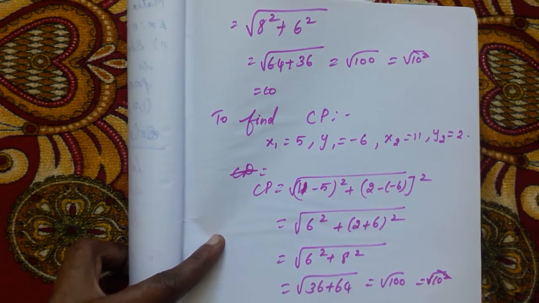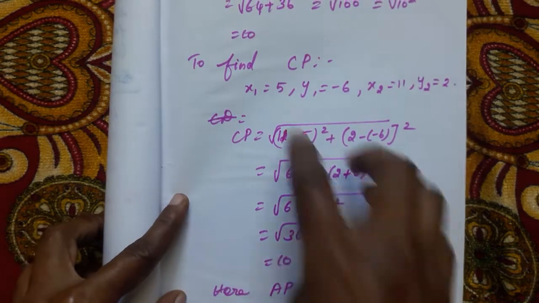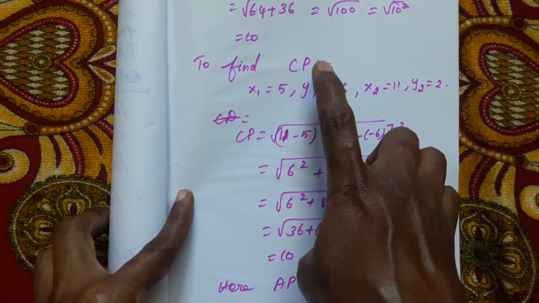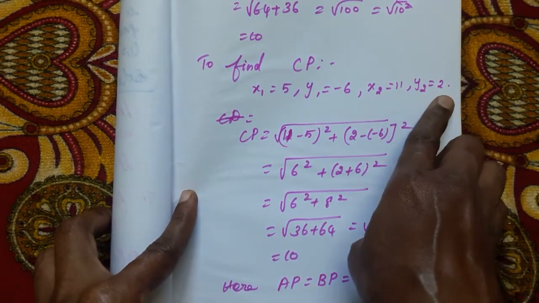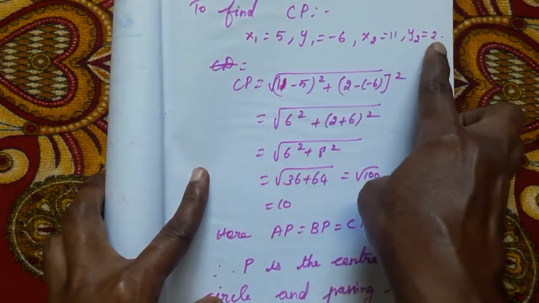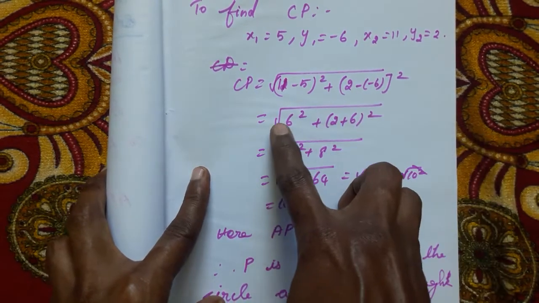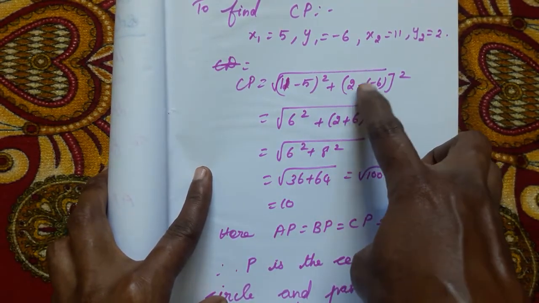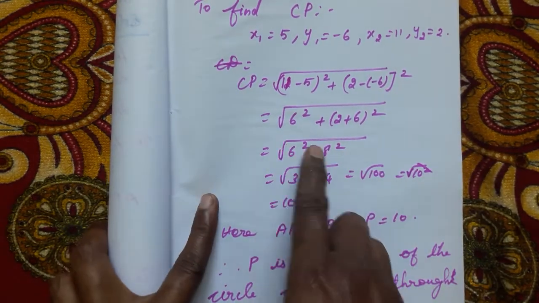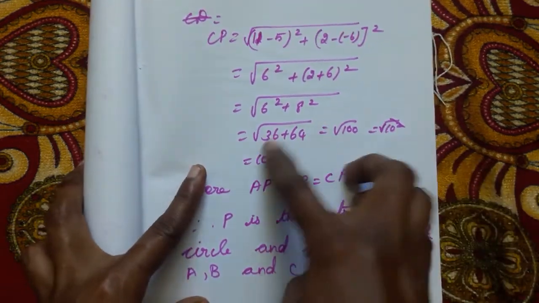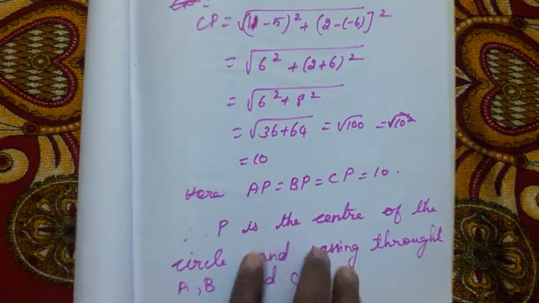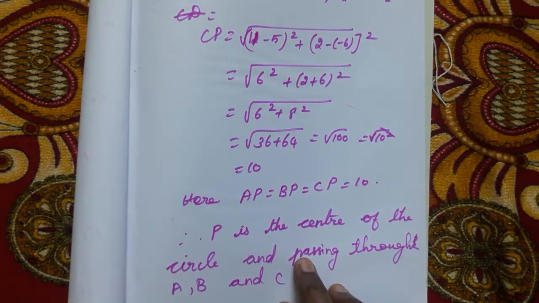Next we want to find CP. C point is (5, -6), so x1 is equal to 5, y1 is equal to minus 6. P point is (11, 2), so x2 is equal to 11, y2 is equal to 2. Then CP is equal to root of (11 minus 5) the whole square plus (2 minus of minus 6) the whole square. 11 minus 5 is 6 square. 2 minus of minus means plus, so 2 plus 6 is 8 square. So 6 square plus 8 square is equal to 36 plus 64, equal to root of 100, which is 10. Here we got AP is equal to BP is equal to CP is equal to 10.